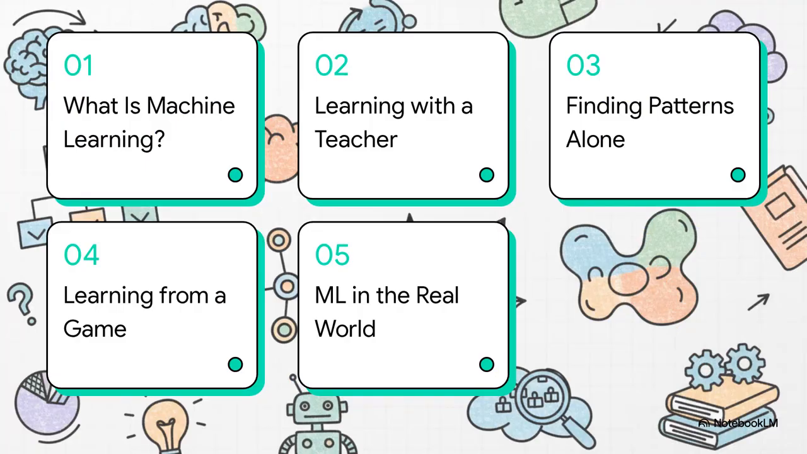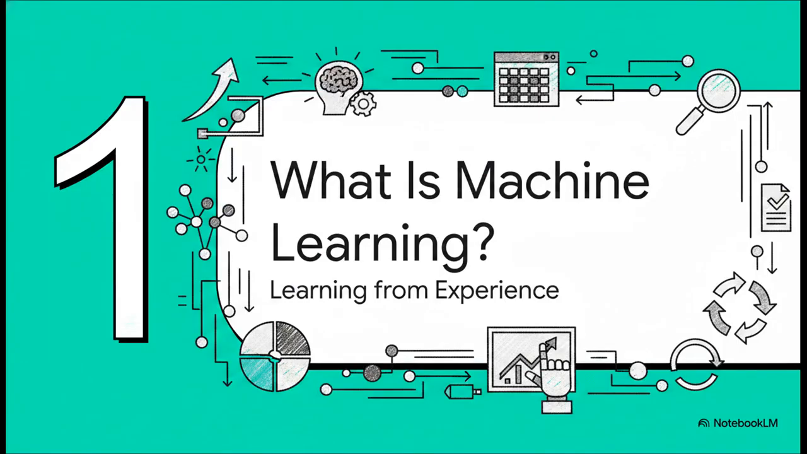All right, so here's our game plan. We'll start with the basics, what is machine learning? Then we'll explore the three main ways machines learn: with a teacher, all on their own, and through good old-fashioned trial and error. And finally, we'll see how this all comes together in the real world. First up, let's tackle that big question. What is machine learning really?